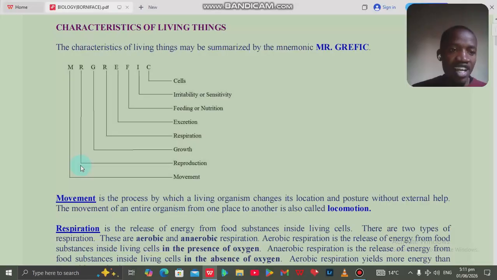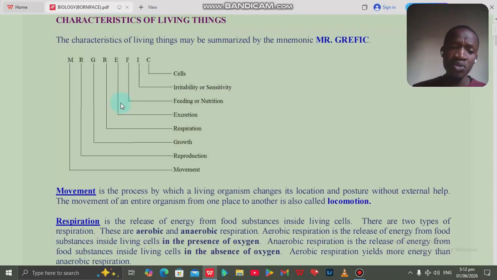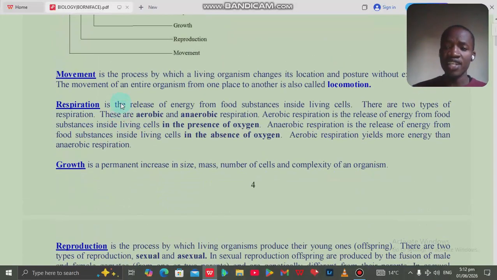So we have the letter M, which simply means movement, the letter R, which means reproduction, the letter G, which means growth, the letter R, which means respiration, the letter E, which is for excretion, the letter F for feeding, the letter I for irritability and sensitivity, and the letter C is for cells. So now, what do each and every one of these letters mean?